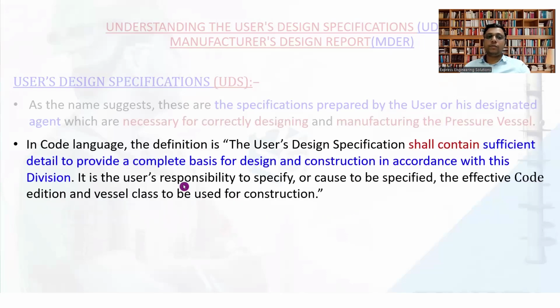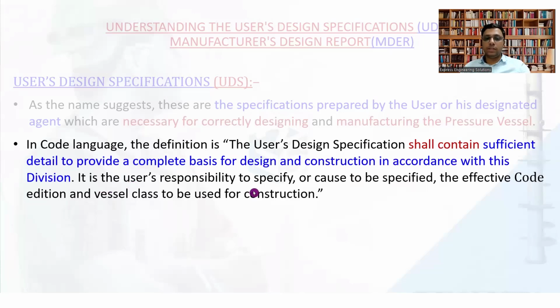Now, in terms of code language, if you would like to review it one more time, the definition is: the user's design specification shall contain sufficient detail to provide a complete basis for design and construction in accordance with this division. Which division? Section 8 Division 2. So here what has been written? The user design specification shall contain sufficient detail to provide a complete basis for design and for the construction in accordance with this division.